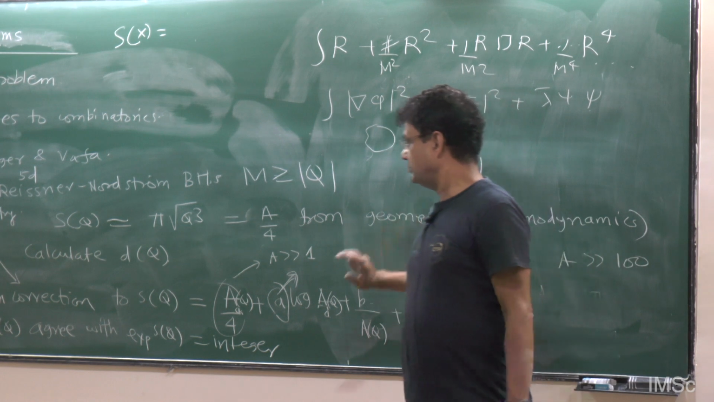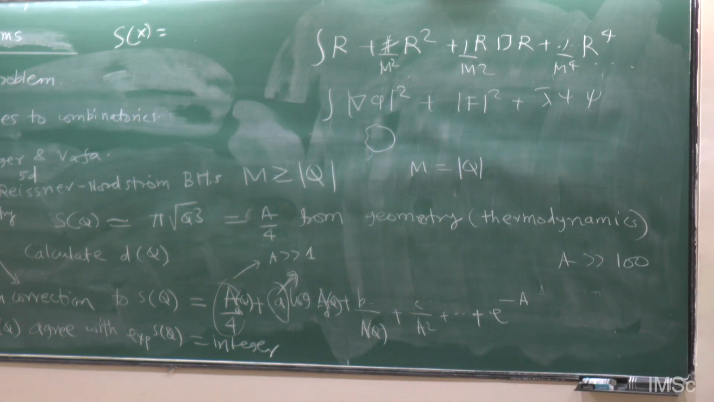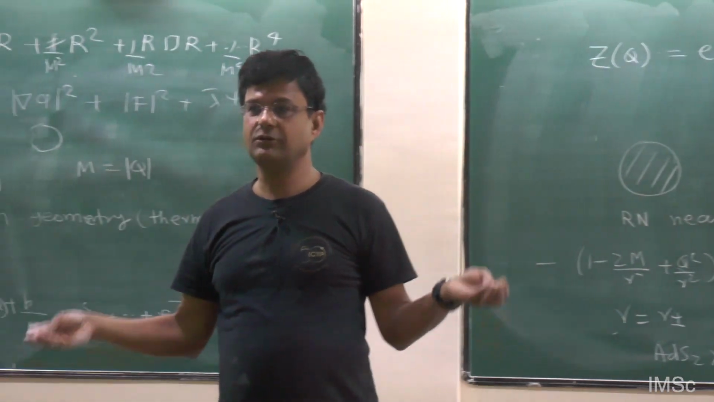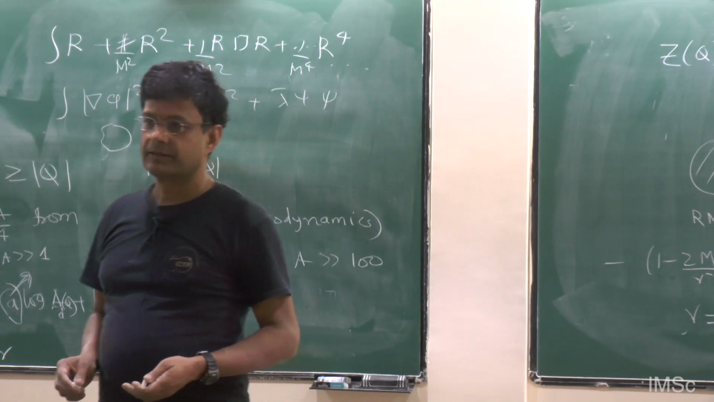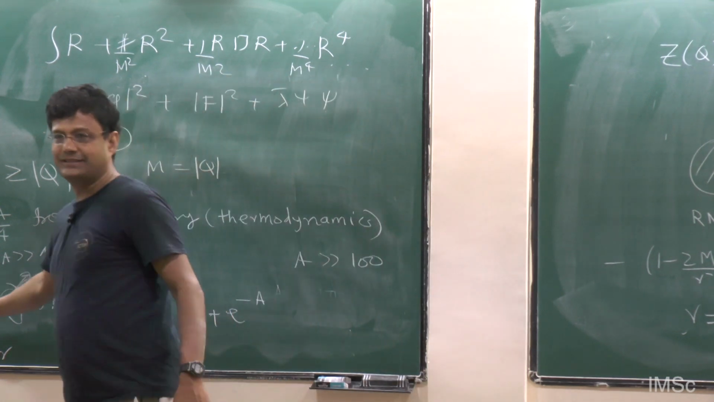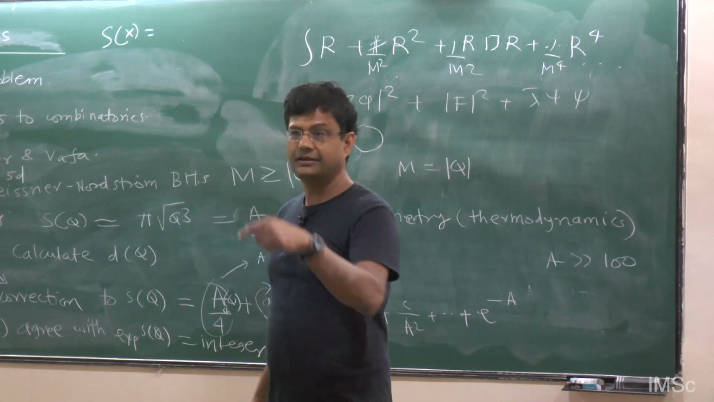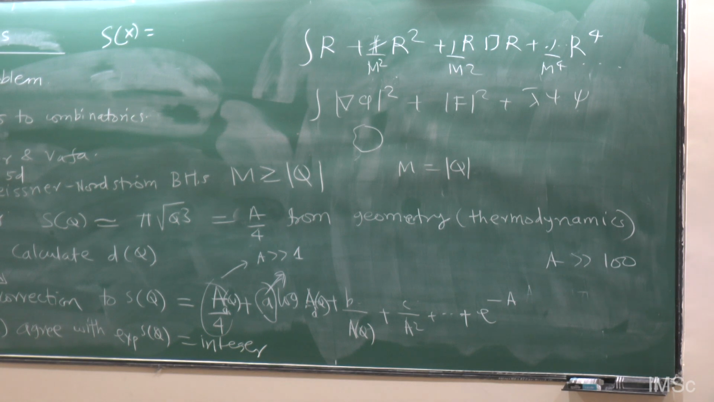But if you want to do the ab initio calculation, you don't talk about area at all. You just talk about what the charges of the black hole are, what the mass of the black hole is. You hold the Maxwell field and the gravitational field fixed according to those boundary conditions, and then you try to do the path integral. To leading order it will agree with this, and the relation between A and Q is the same.